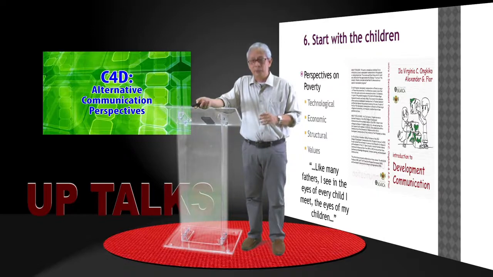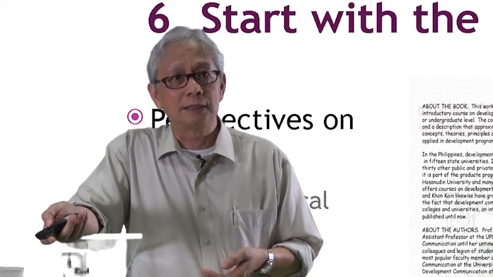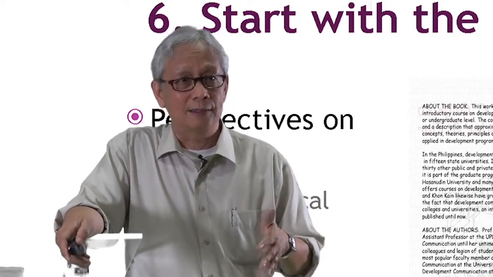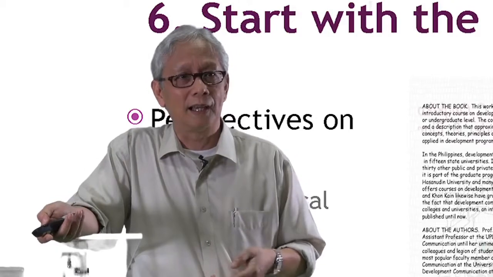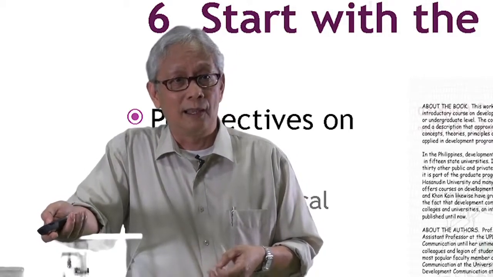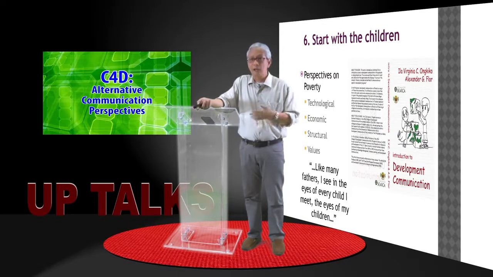The book begins with different perspectives on poverty and underdevelopment. That poverty may be caused by technological issues or the lack of economic policies, structural issues. Society is structurally compromised, or maybe poverty is caused by poor values. And it begins with this statement: like many fathers, I see in the eyes of every child I meet the eyes of my children, and how poverty affects them. Okay, so if you go into a field such as development communication, you start with children.